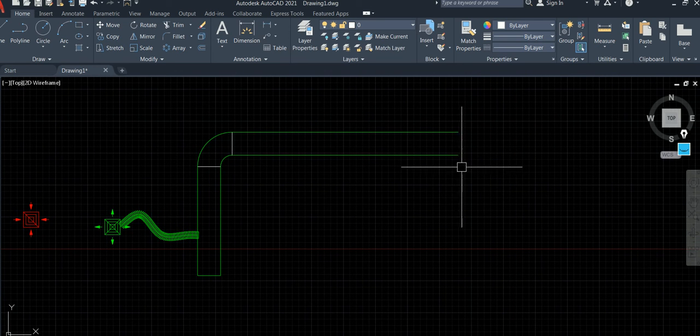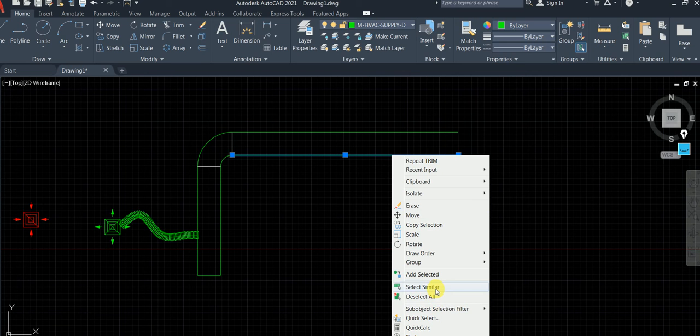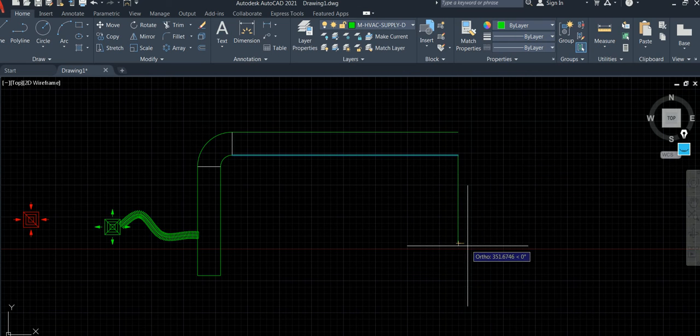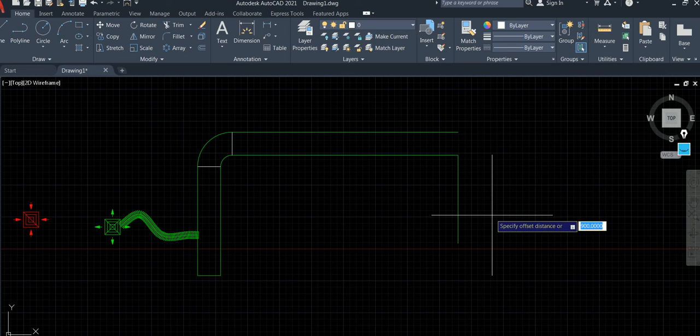Long radius bend. Let's suppose we want to make short radius. Same story. Right click, add selected. So select, add selected. Straight down, isn't it? And then offset. How much? 900.